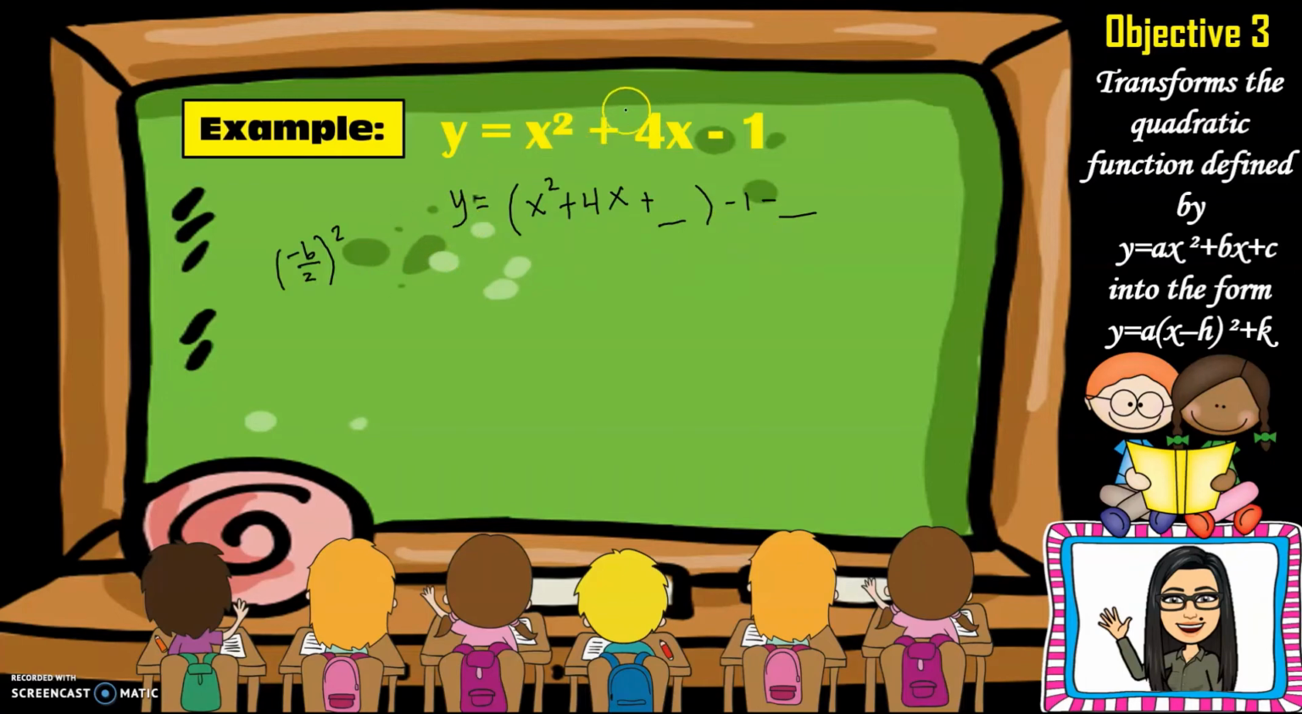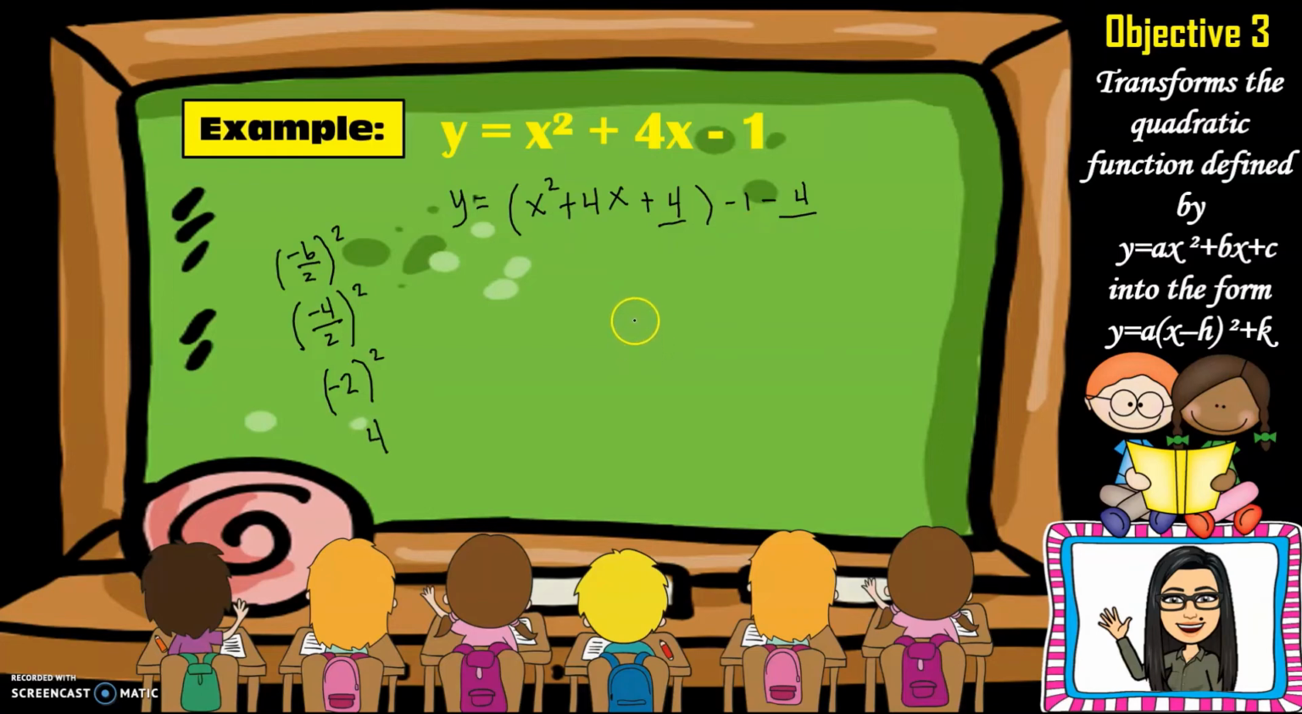So again, yung ating b is yung ating numerical coefficient ng linear term. So we have positive 4. So substitute natin. So we have negative 4 over 2 squared. So negative 4 divided by 2 is negative 2 and then squared. So negative 2 squared is positive 4. So our value na i-add natin dito is 4 at ang isasubtract naman natin dito ay 4. So next step na tayo and it is the last step.